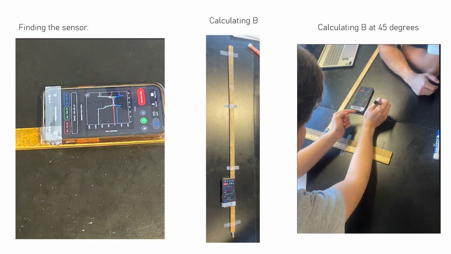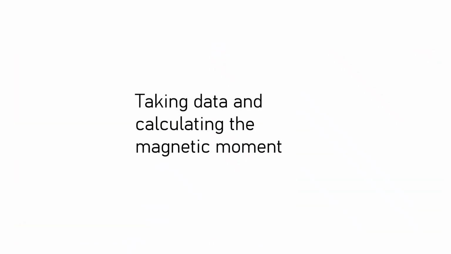Getting into the actual experiment, there were three parts. First was finding the magnetic field sensor on the phone to get an accurate measurement, then calculating the magnetic field at different points, and then calculating the magnetic field at 45 degrees. Then, taking the data and calculating the magnetic moment.